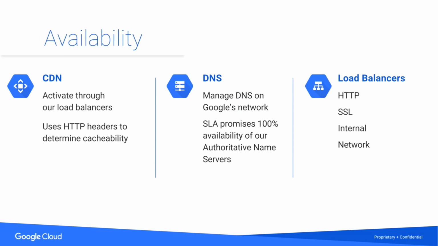So now let's think about things in terms of availability. Google does have a content delivery network. It's the same content delivery network that we use for our services. You can activate that through our load balancers, or you can use HTTP headers to determine the cacheability of those objects. We have a DNS, and this is probably one of the few cloud services you'll ever see with a 100% SLA promise.